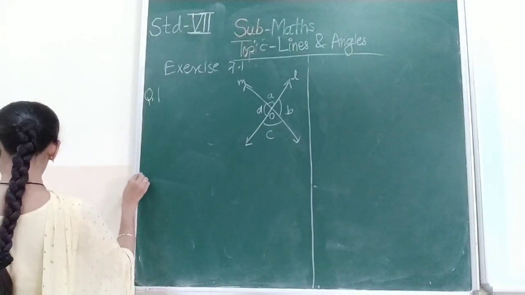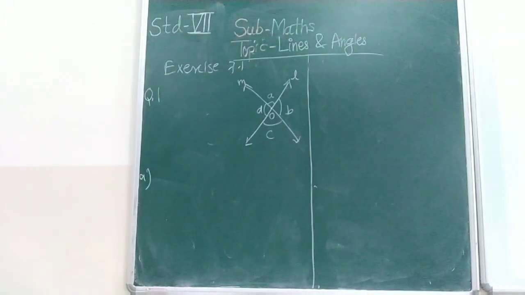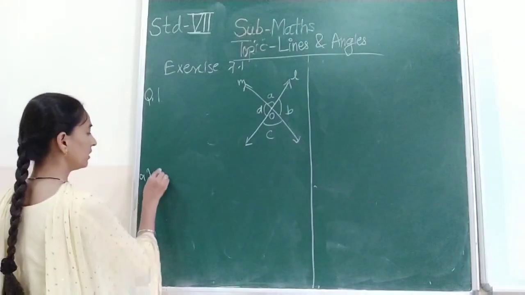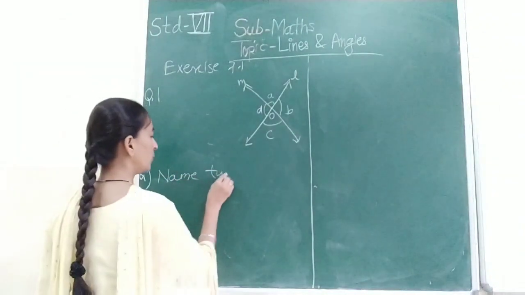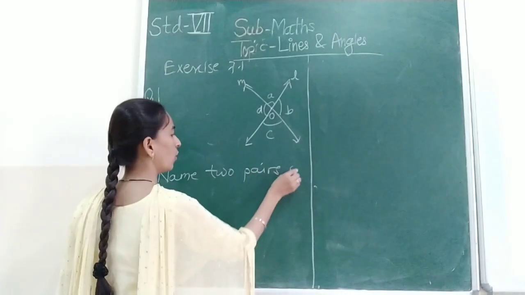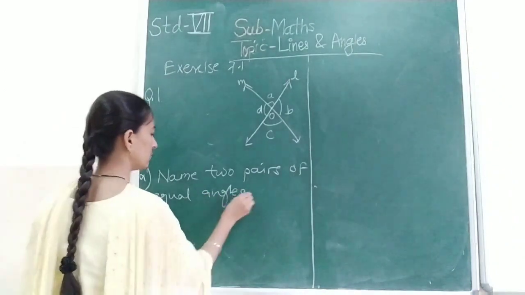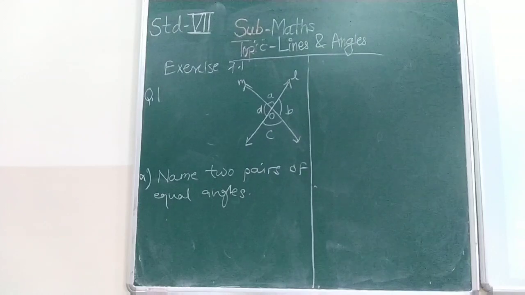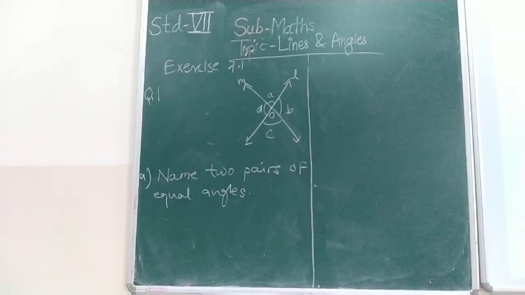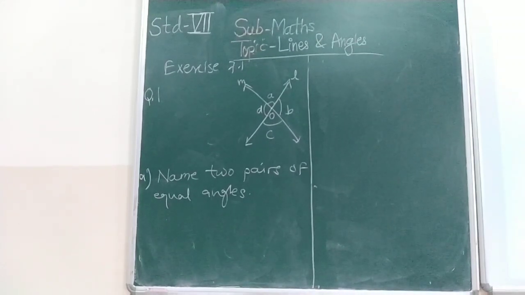We have to find the answer of the first question. The first question is name two pairs of equal angles. Write the names of two pairs of equal angles. Now in the figure you can see they are vertically opposite because two intersecting lines are there. Yes students, in that, which are vertically opposite, because vertically opposite angles are equal.